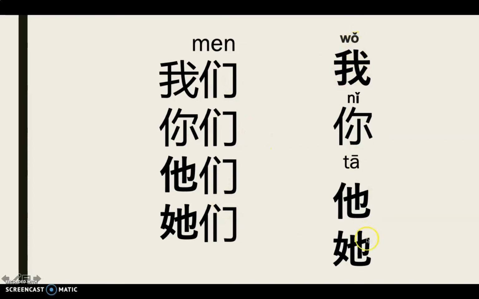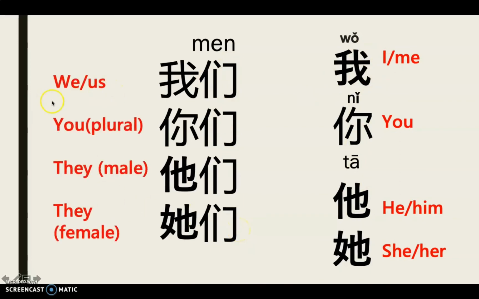We all know these characters, right? 我, what does it mean? Yes, I or me. 你, you. 他 or 她 means he or she, right? And by putting 们 after those pronouns, what we get is 我们, we; 你们, plural you, so you're talking to more than one person; 他们, they.